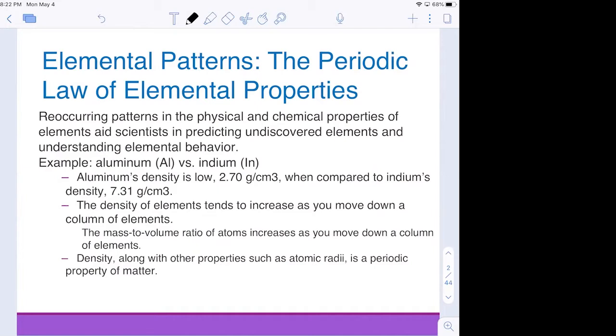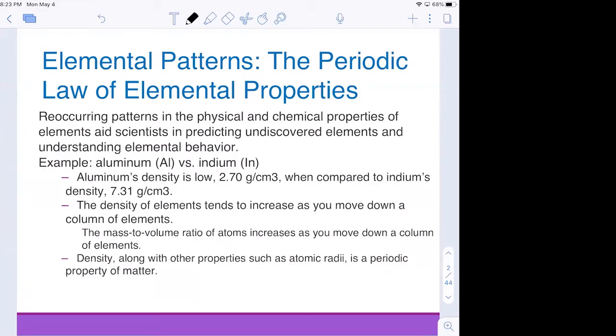And density, along with other patterns such as atomic radii, affinity for electrons, and probability of losing an electron, all of those things tend to be familiar. And so when we start looking at the periodic table, we'll look at how we can take an element's position on the periodic table and say something about it. Is there somebody next door that is similar in reactivity? And that's where we'll be able to really use the periodic table as a tool.